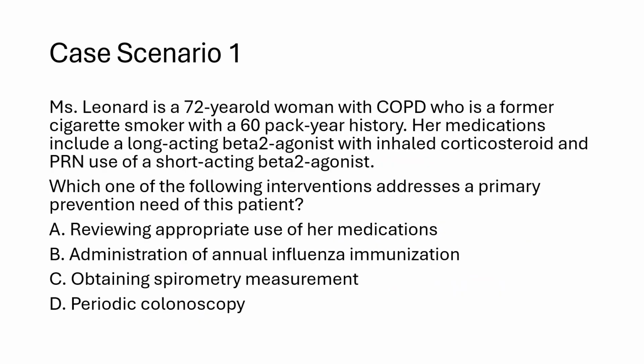So here's a case scenario. Ms. Leonard is a 72-year-old woman with COPD who is a former cigarette smoker with a 60-pack-year history. Her medications include a long-acting beta-2 agonist with inhaled corticosteroids and a PRN short-acting beta agonist. Which one of the following interventions addresses a primary prevention need of this patient? Remember, primary. This would be administration of the annual influenza immunization.